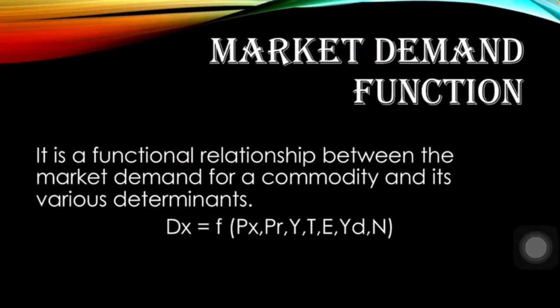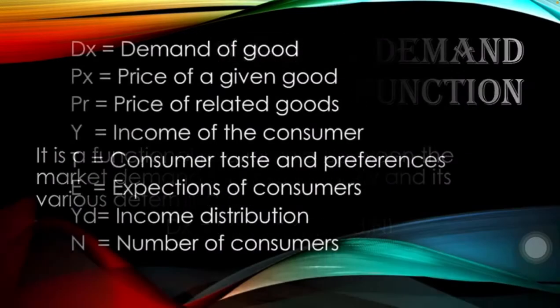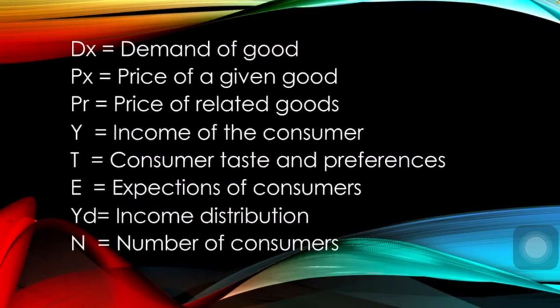Now let us discuss market demand function. Market demand function is a functional relationship between the market demand for a commodity and its various determinants. The formula of the relationship between the market demand and its various determinants is given below, where Dx equals demand of good, Px equals price of a given good, Pr represents price of related goods.